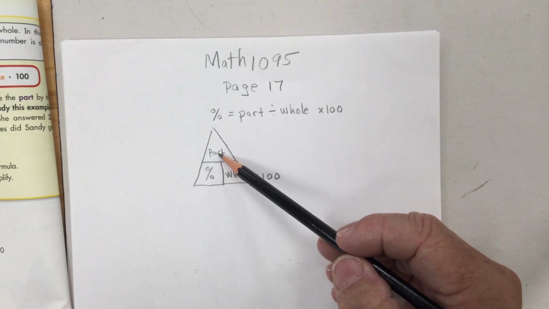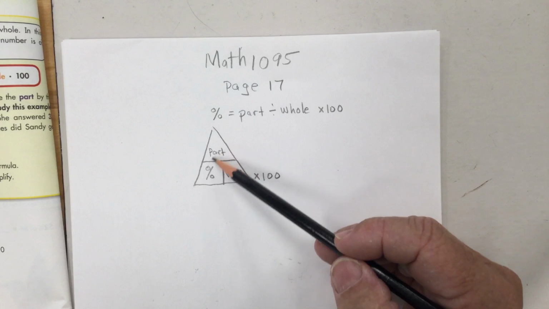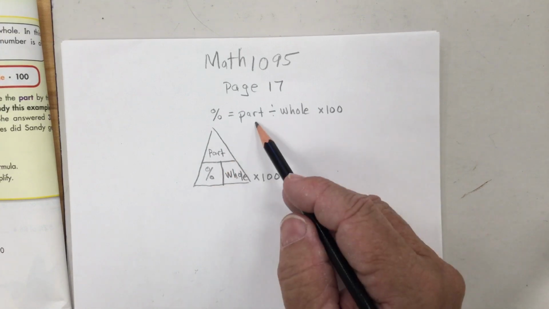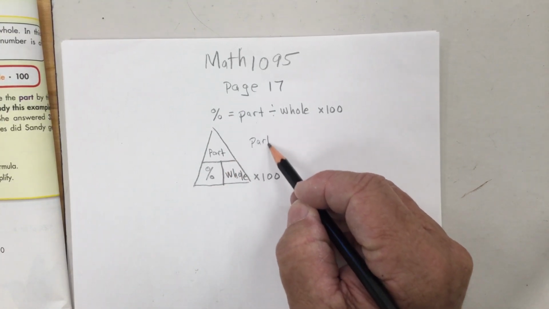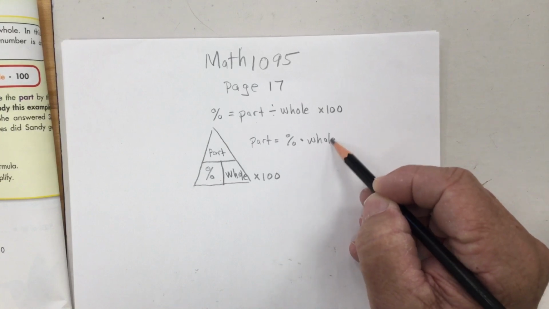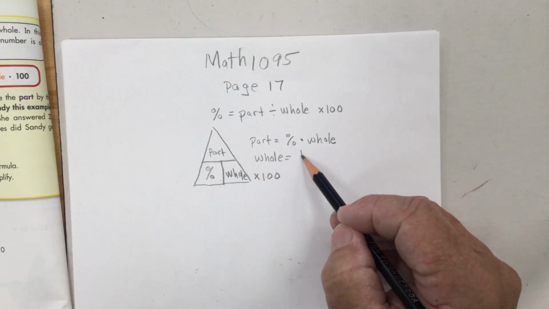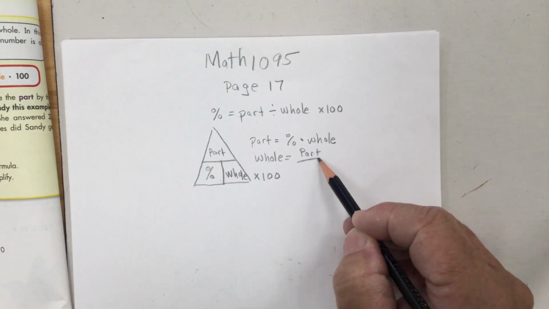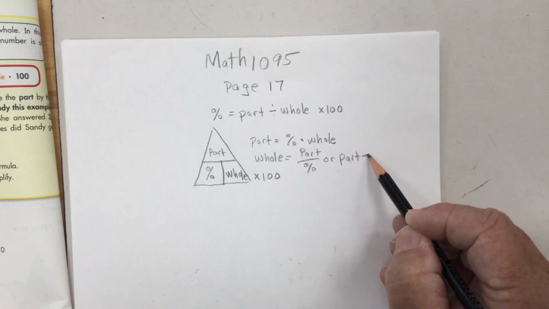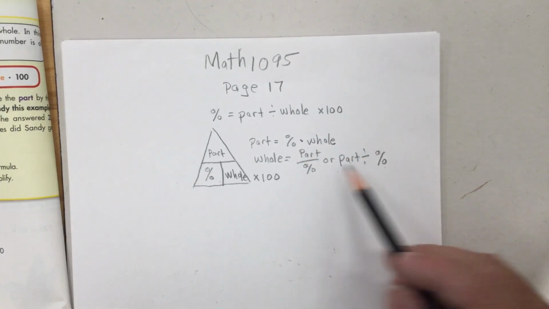If we're looking for the part of something and you have the percentage and the whole, you just multiply those together. If we don't know what the whole is, we can divide the part by the percentage and that gives us the whole. So all of these, we have the same thing. We have this up here. If we're looking for the part, it equals the percentage times the whole. And if we're looking for the whole, it is the part divided by the percentage. Okay?